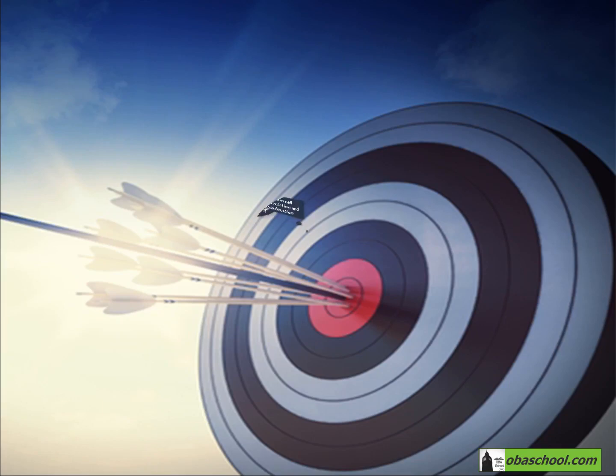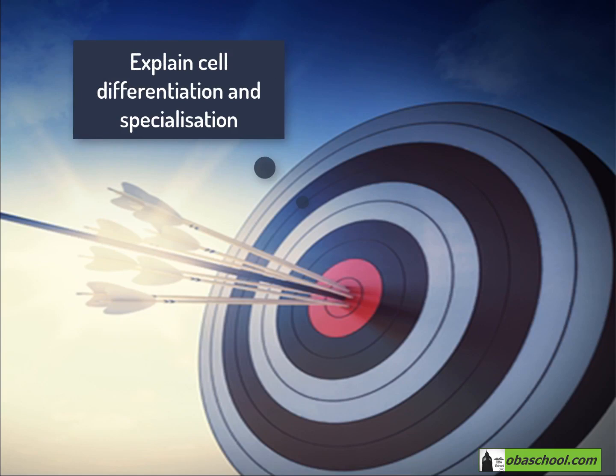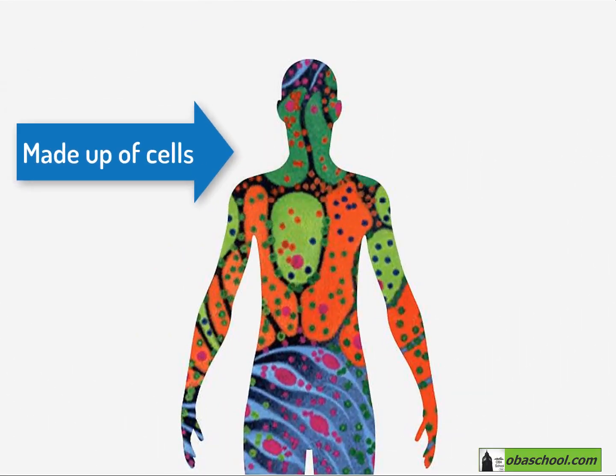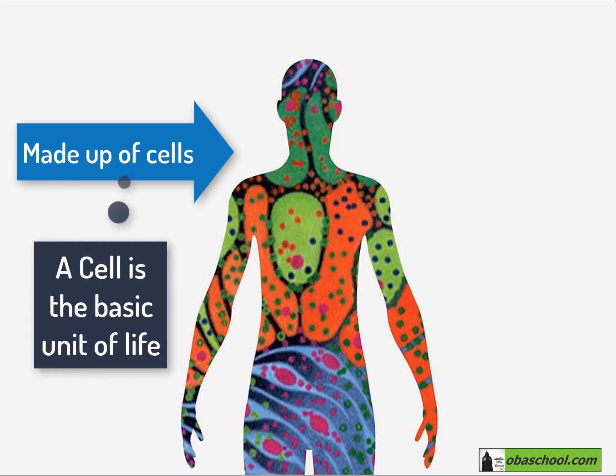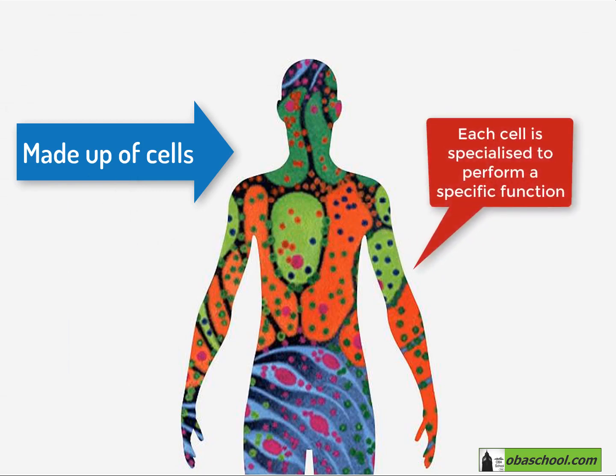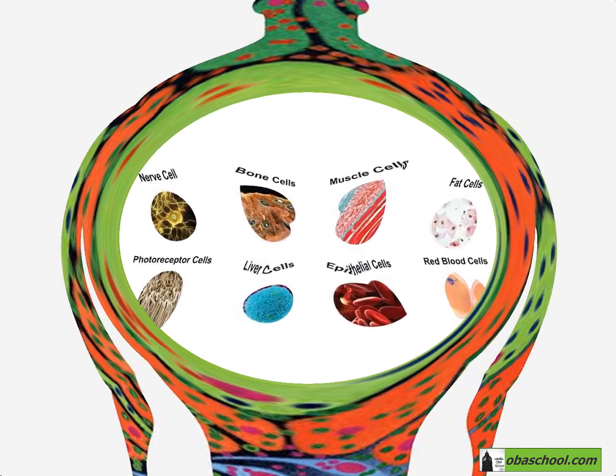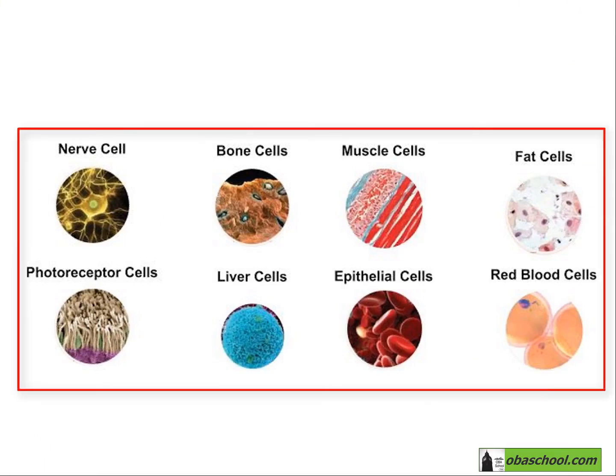In this video, our main objective is to explain cell differentiation and specialization. The human body is made up of cells. A cell is the basic unit of life. Each cell is specialized to perform specific functions. Thus, there is a division of labor among the cells.